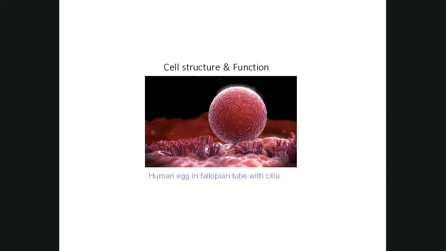That one cell then divides into 2, 4, 8, 16, 32, and then becomes a ball of cells, and then eventually moves its way down the fallopian tubes and into the uterus, becomes implanted into the uterus, and develops over time into a baby. So kind of cool. Today what we're going to talk about is the cell, the structure of cells, and the function of cells. Let's get started with that.